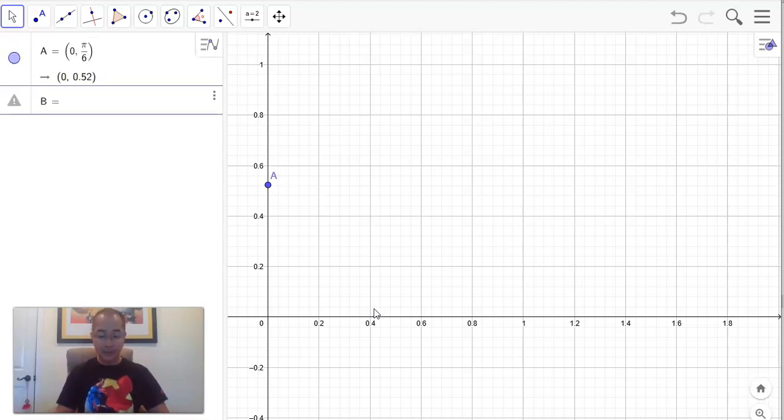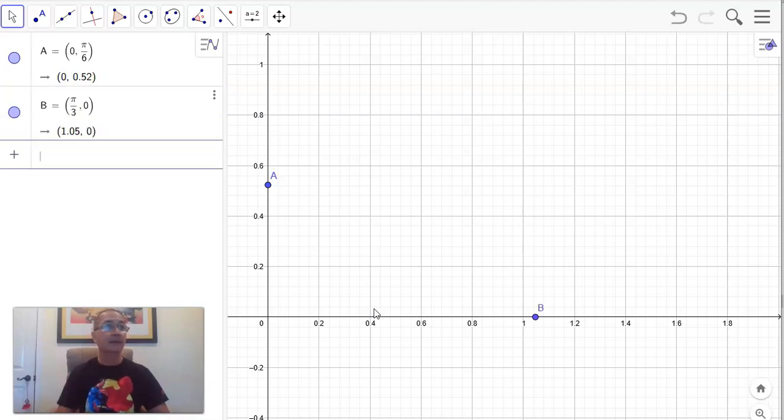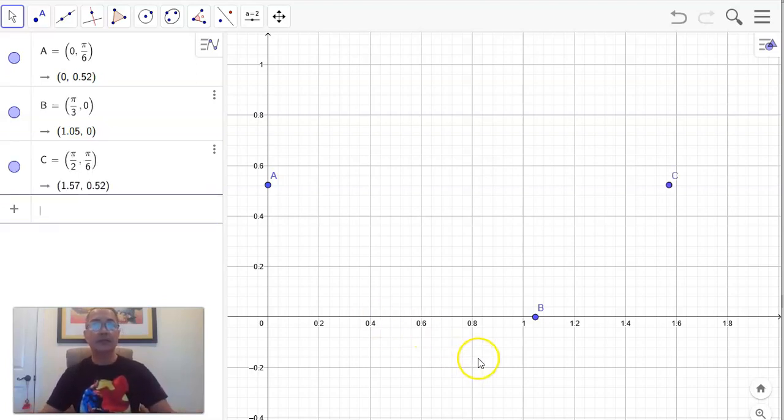B will be the point pi over 3, 0. There it is. And C will be the point pi over 2, pi over 6. Okay, so I chose these points. Notice that the coordinates are, of course, fractions of pi, but also C has the same y coordinate as A. They all have different x coordinates. Okay, let's draw the domain.